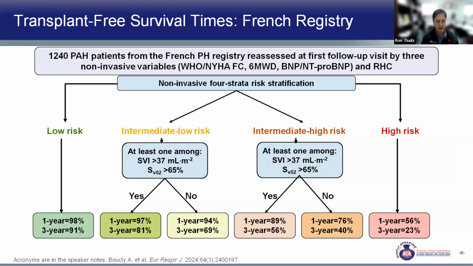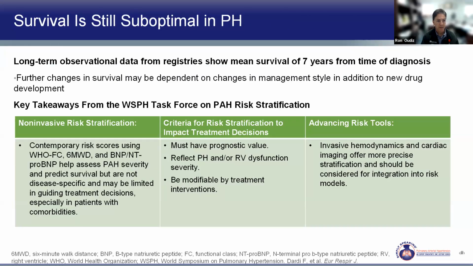I'm going to go back one slide and we'll just talk about, even in the patients who are intermediate low risk, 97% 1-year survival. Well, that's telling a 25 or 30-year-old woman who's got newly diagnosed PAH that there's a 3% chance you'll be dead in a year. It's way better with treatment now than it would have been when we first started seeing these patients as treatments were being developed. But nevertheless, it's still suboptimal.